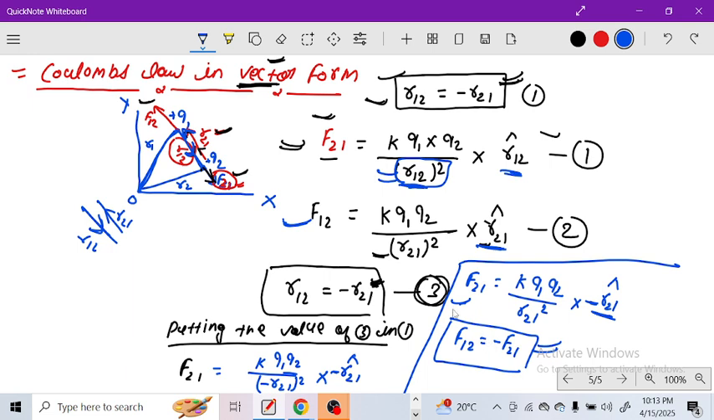Yes, sir. Understood, Kavya? Yes, sir. Understood, sir. Okay, so we can write here forces are equal in magnitude.